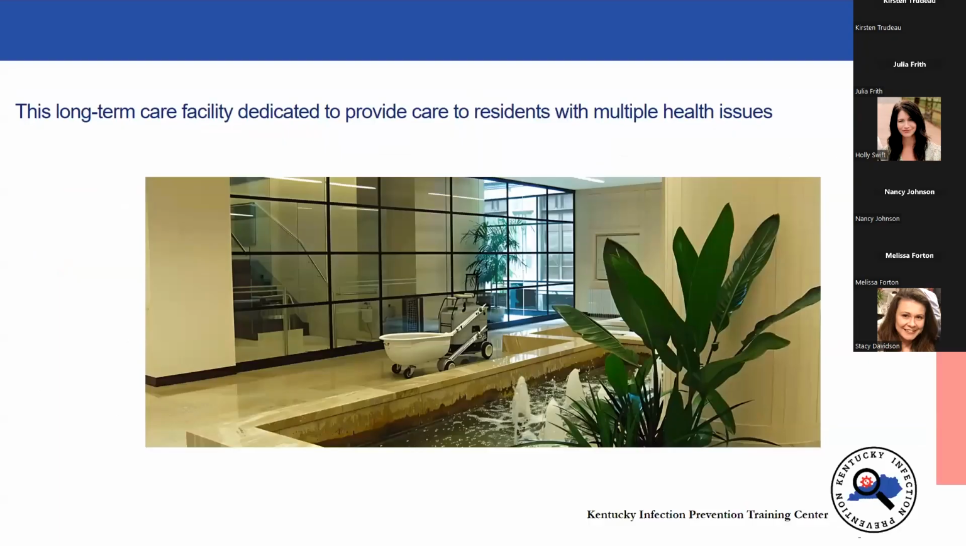So the next picture we have here, so this is a long-term care facility dedicated to provide care to residents with multiple health issues. This decorative fountain is located in the atrium, which serves as a popular gathering spot for residents. So what are some of the opportunities, or if we were going to do a risk assessment for this, what would be some of the things that we would have to consider? Aside from completely removing the fountain.